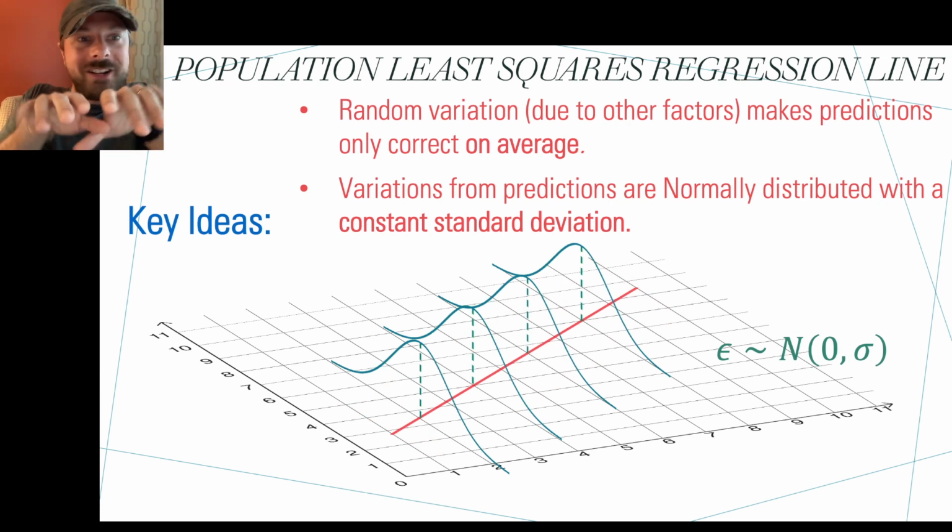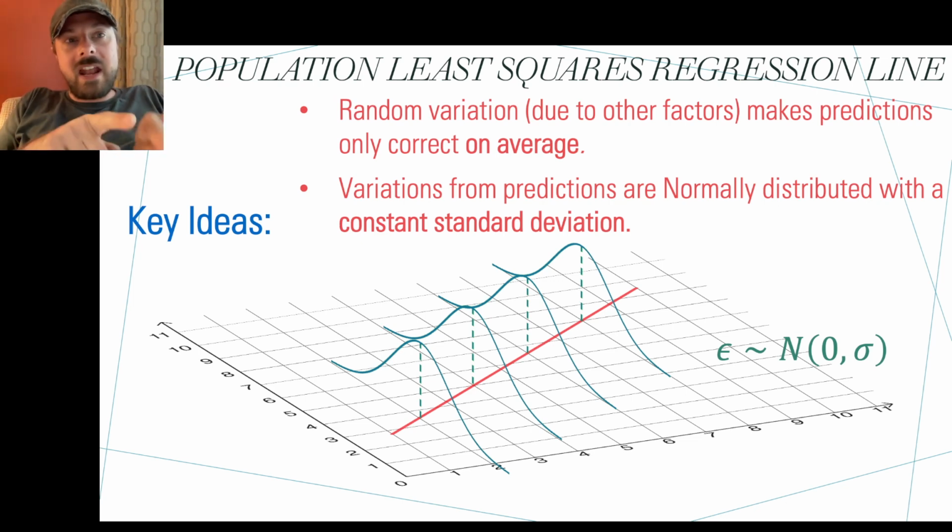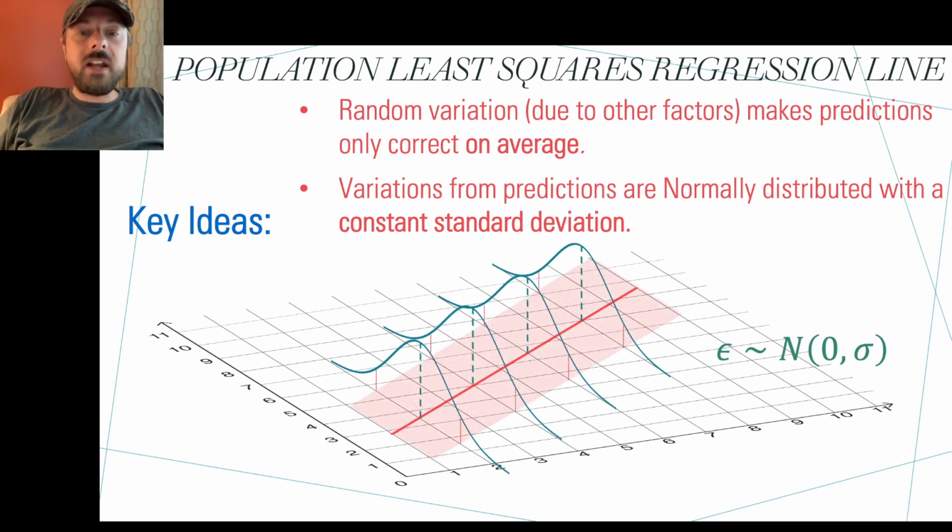Here you can see, this was kind of fun to do, I took that coordinate plane for our prediction and made it three-dimensional, and I've put on top of it a bunch of little normal distributions, essentially showing that everywhere along that line, there is expected to be variation according to an identical normal distribution that's centered wherever the predicted value of Y is, but otherwise has the exact same standard deviation.